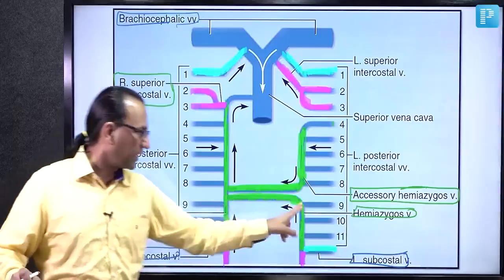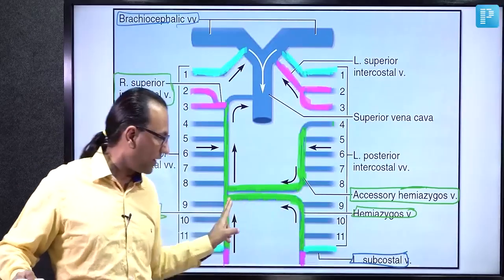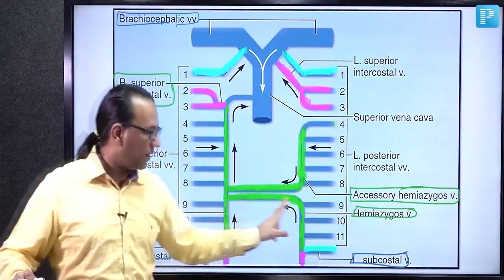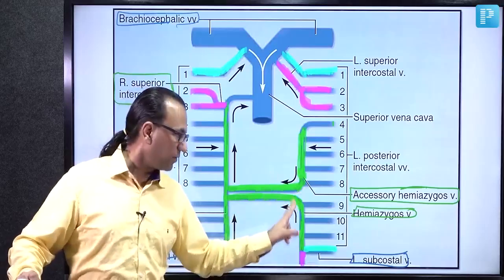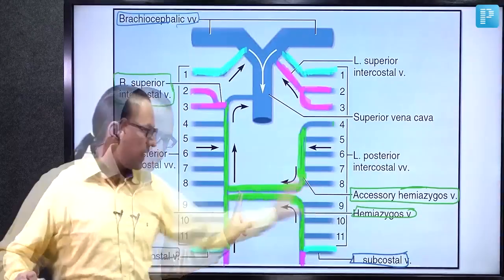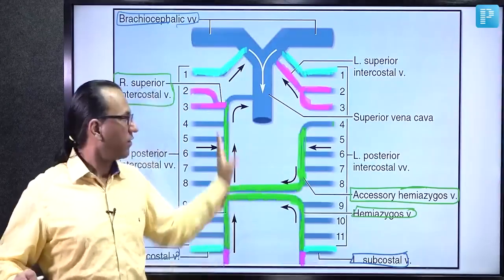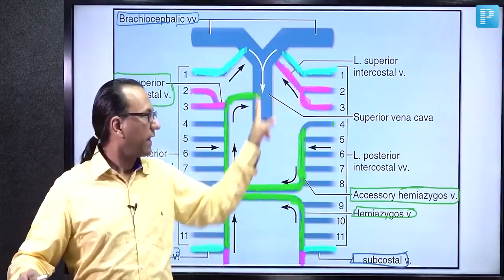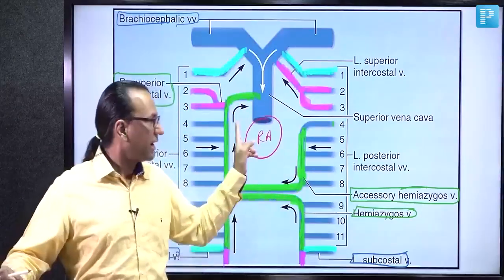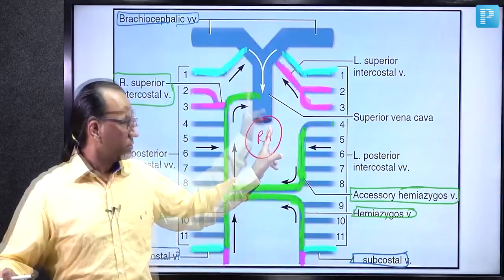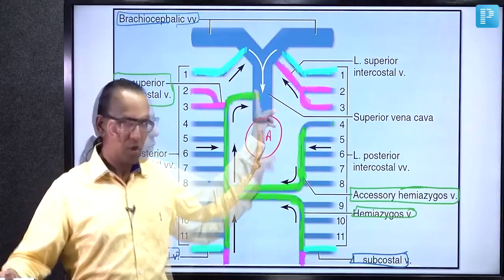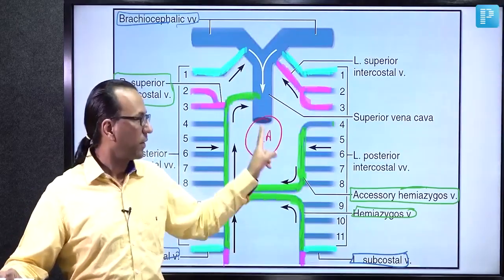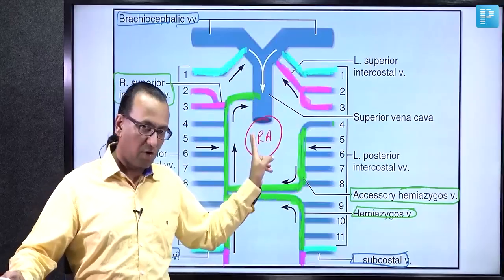And that also happens at the T8 vertebra. If you want a specific answer, then T9 vertebra. So this is T8 vertebra and this is T9 vertebra. They are crossing the midline to enter the azygous vein, which will then enter the superior vena cava at the T4 vertebra before the superior vena cava enters the right atrium at the T5 vertebral level. It means the azygous vein is entering the superior vena cava one vertebra higher than the entry of the superior vena cava into the right atrium of the heart.